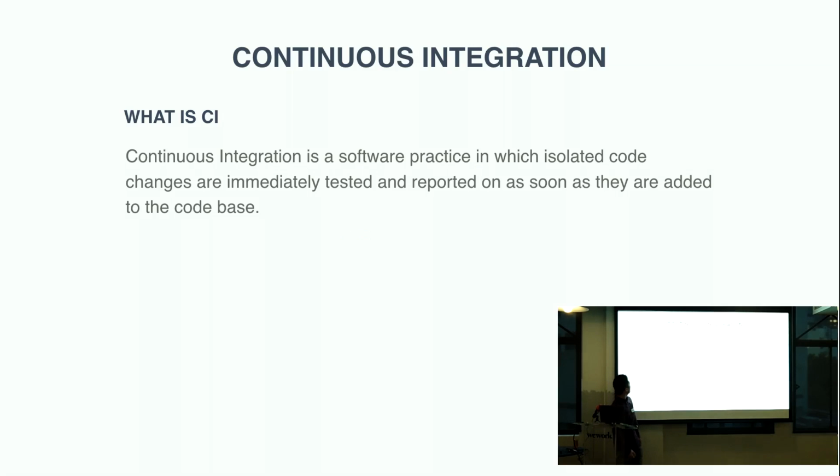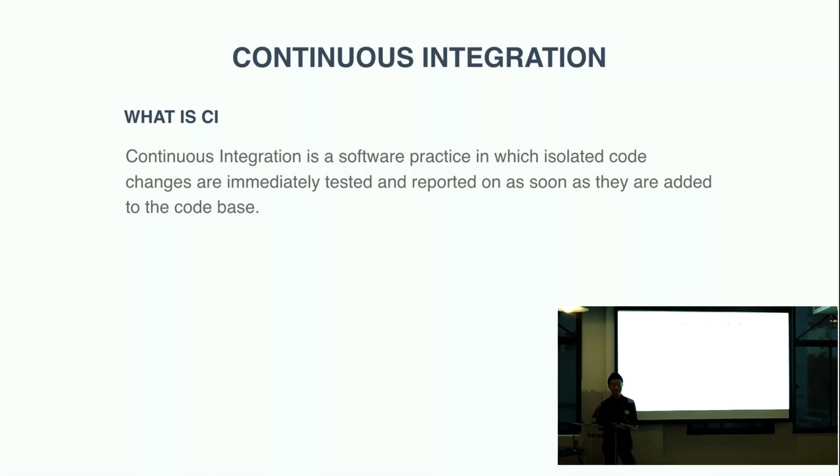So continuous integration, what is CI? Continuous integration is a software practice in which isolated code changes are immediately tested and reported on as soon as they are added to the code base.